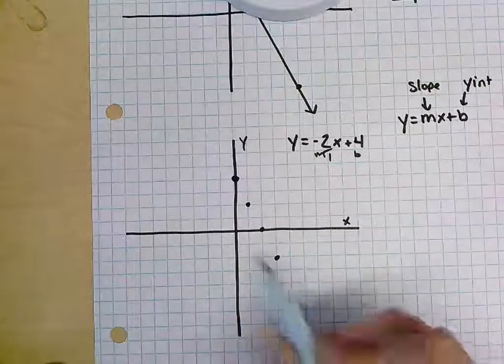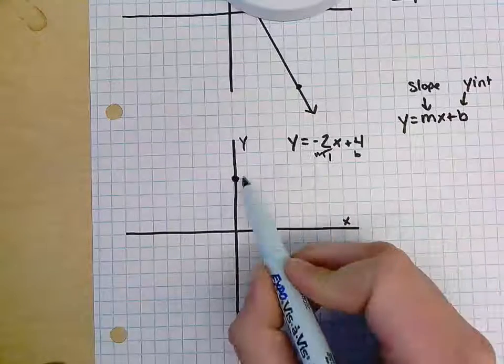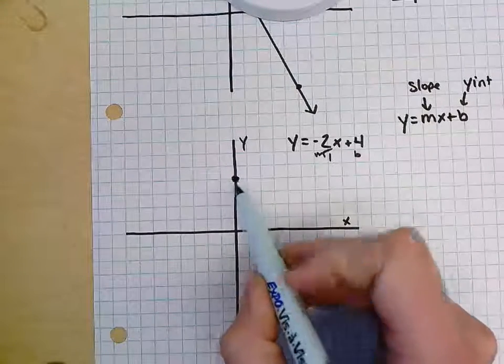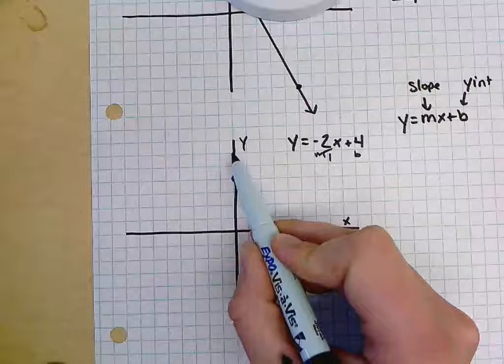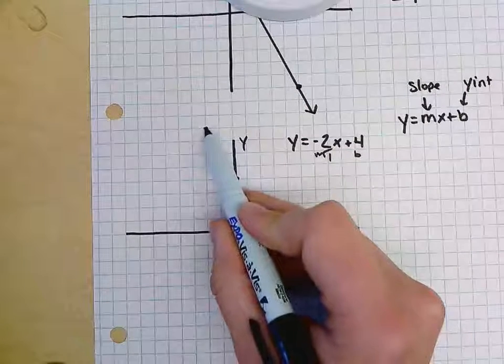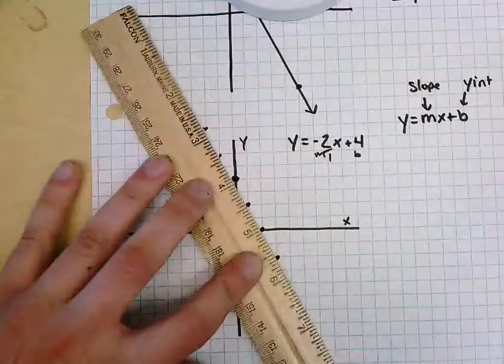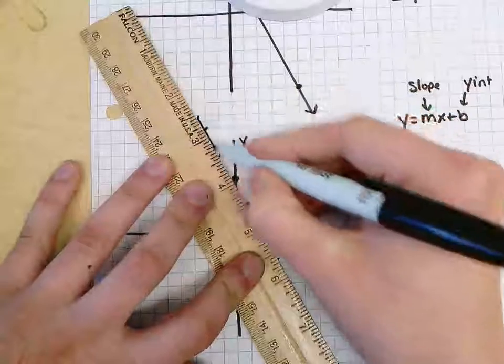We can continue that. We can also move backwards into the negative direction by doing the opposite. So instead of moving down 2 and to the right 1, we're going to move up 2 and to the left 1. Up 2 and to the left 1. Again, we can then take our straight edge and make this a straight line to graph our linear function.